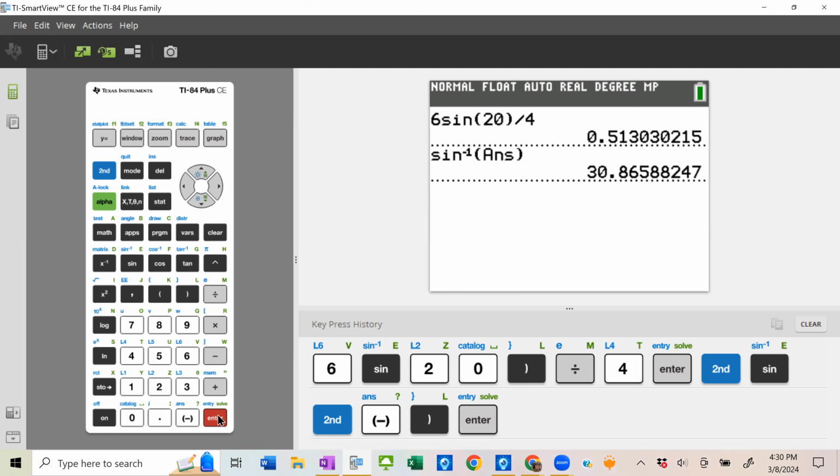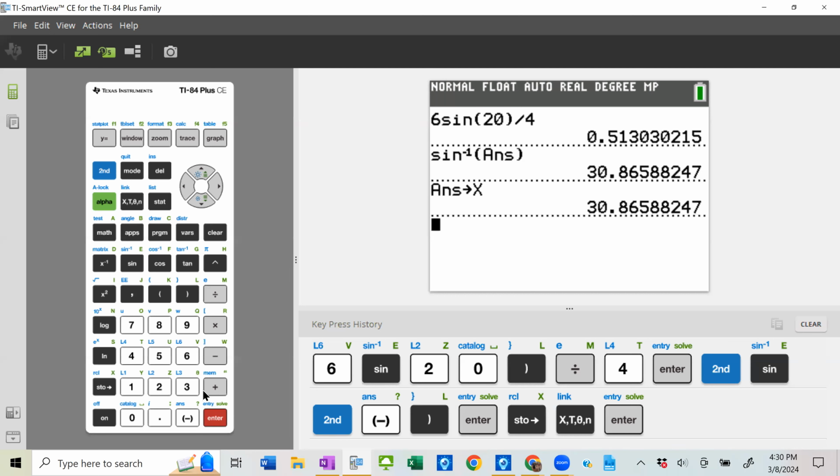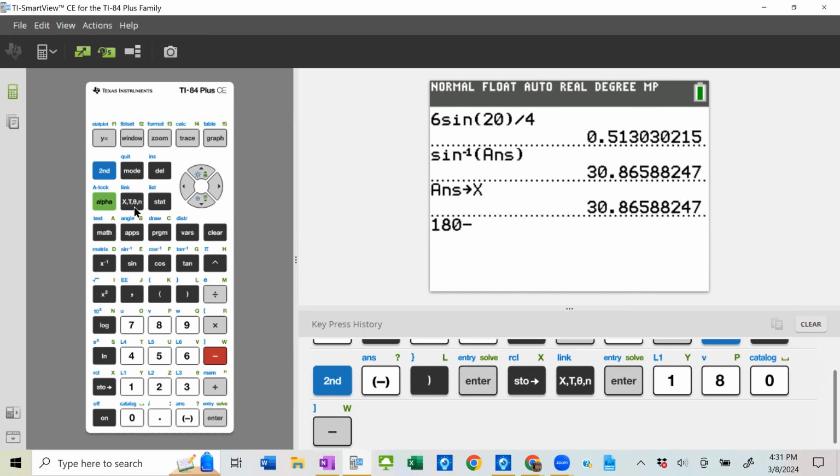And I get about 30.87 if we're rounding that off to the nearest hundredth, which is typically what I'll ask you to do. So 30.87 is one possibility. But keep in mind, there's actually two possibilities. So I'm going to store this value in X, just to keep it handy. And in this particular example, I can find another possible triangle if I take 180 minus X and get that other angle. So in this case, 149.13.